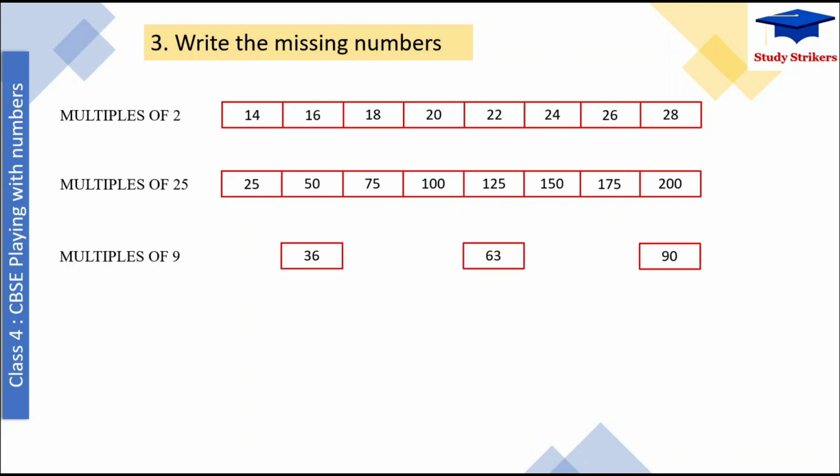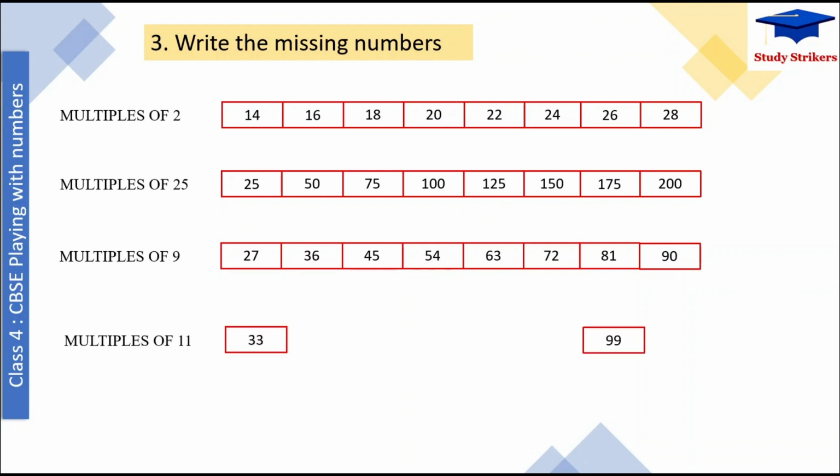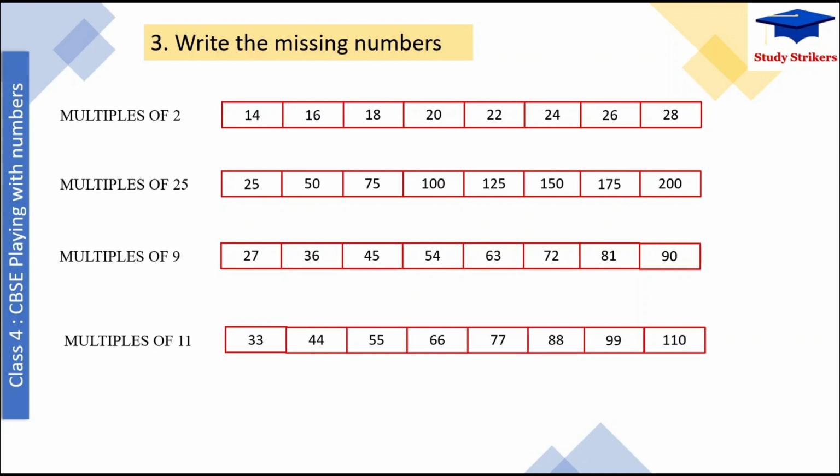Next we got multiples of 9. Here they have given us 36, 63 and 90. So we will begin with 27, 36, 45, 54, 63, 72, 81 and 90. Next we have to find multiples of 11. So we have to start with 33, then 44, 55, 66, 77, 88, 99, 110. Okay, so here we are done with the missing numbers.